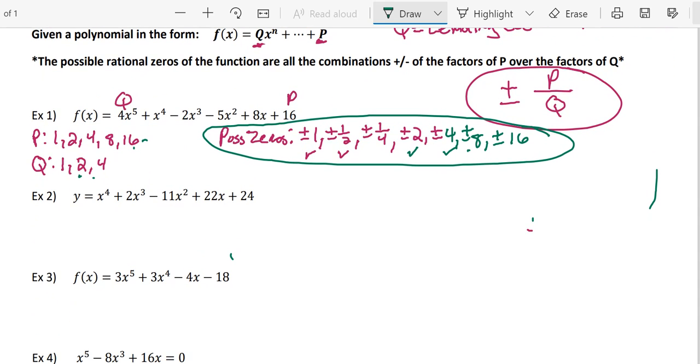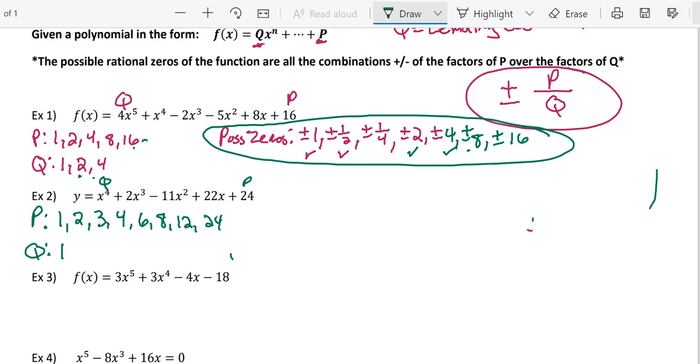For the next one, number 2, again, I want to list all factors of P and all factors of Q. This is my P. This is my Q. So for P, it's 24. And for 24, 1, 2 goes in there. 3 goes in there. 4 goes in there. No 5. Yes, 6. No 7. Yes, 8. 12. 24. And then for Q, we only have 1.